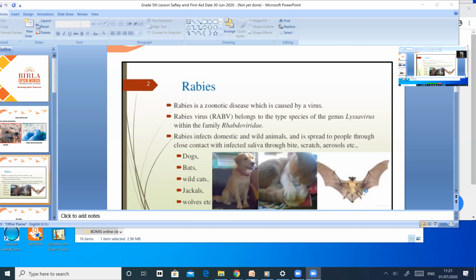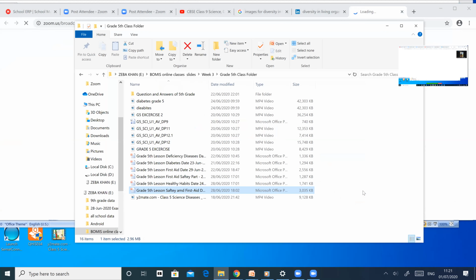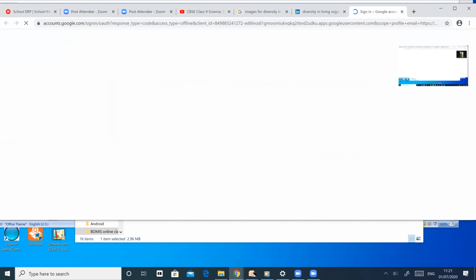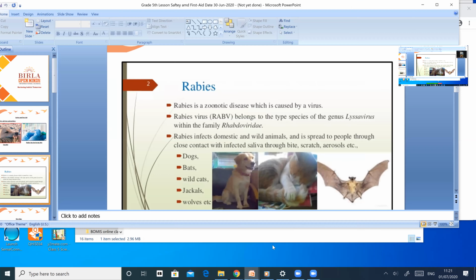Yes, children. So in case of rabies, what happens here? Just one second, I'll just try to share the slide. Yes. So you all can see the screen now.